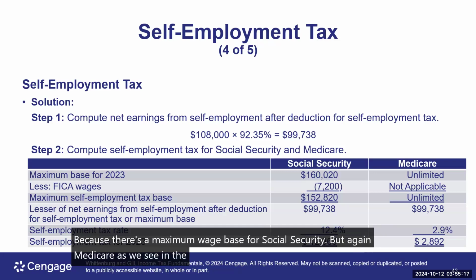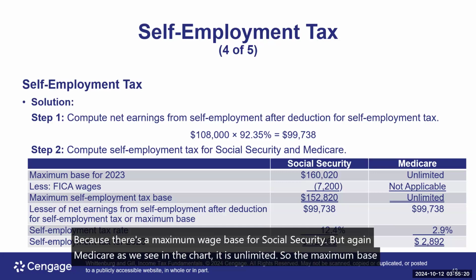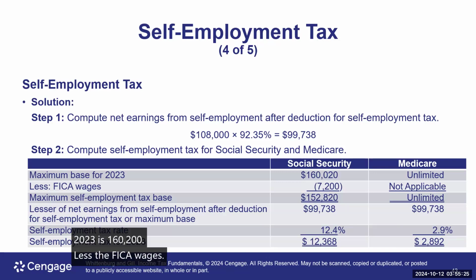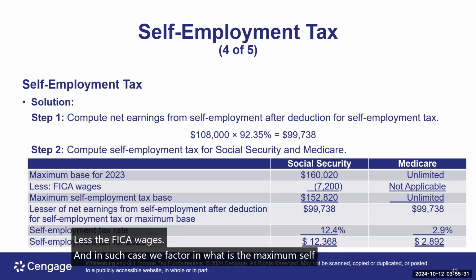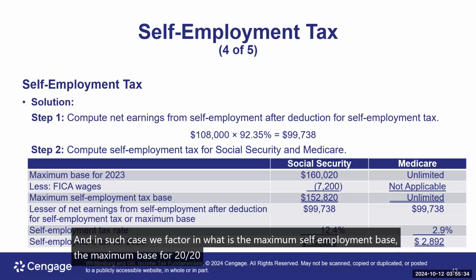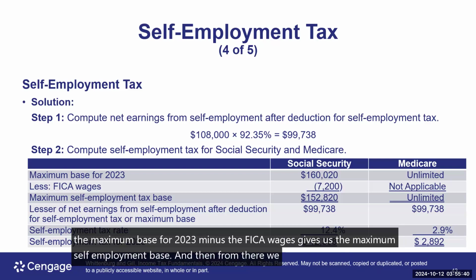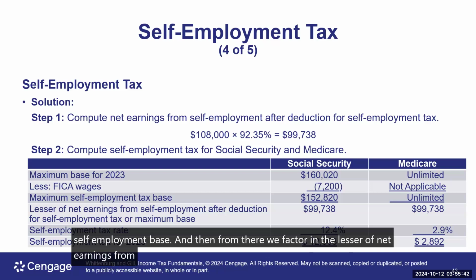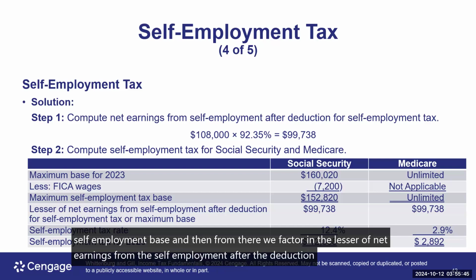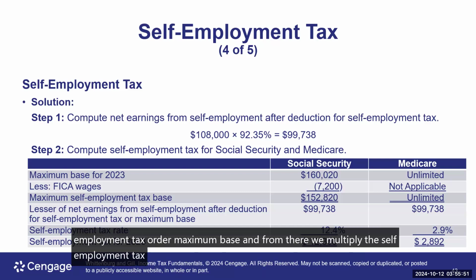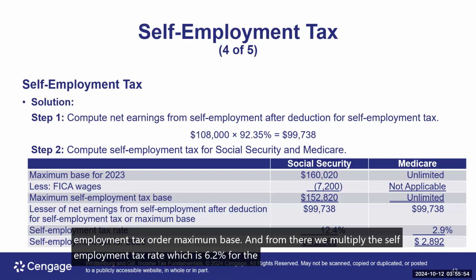chart, it is unlimited. So the maximum base for 2023 is $160,200, less the FICA wages. And in such case, we factor in, well, what is the maximum self-employment base? The maximum base for 2023 minus the FICA wages gives us the maximum self-employment base. And then from there, we factor in the lesser of net earnings from the self-employment after the deduction for self-employment tax or the maximum base. And from there, we multiply the self-employment tax rate, which is 6.2% for the employee, 6.2% for the employer, which gives us a total of 12.4%.